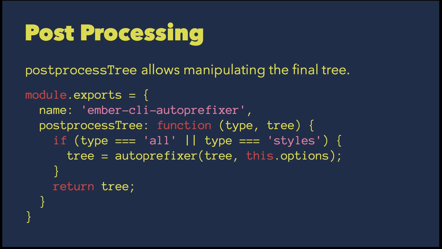You can post-process the tree that's generated at the end of the build. So this is Ember CLI auto prefixer, which basically takes the styles tree, so all the CSS that you've written in your app, just write it however you want. This will then take that at the end of it and add all the prefixes on, make it work for all various different browsers. Again, all you do is npm install Ember CLI auto prefixer, and your CSS works everywhere.